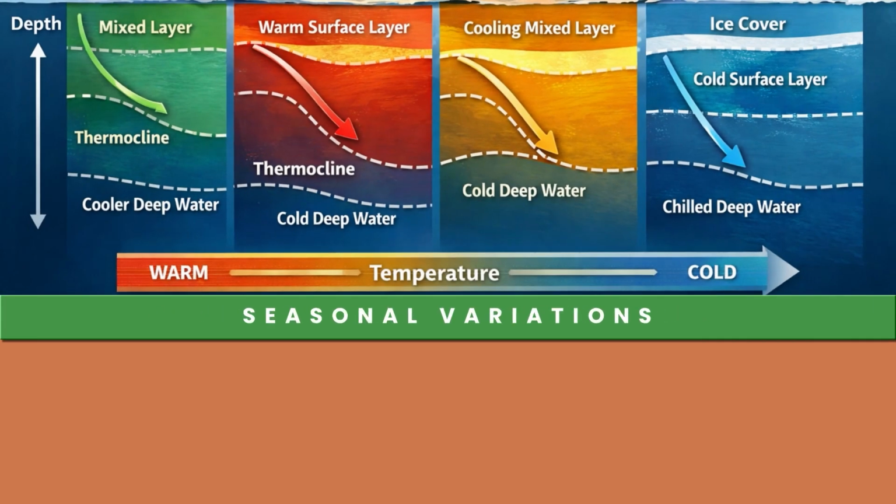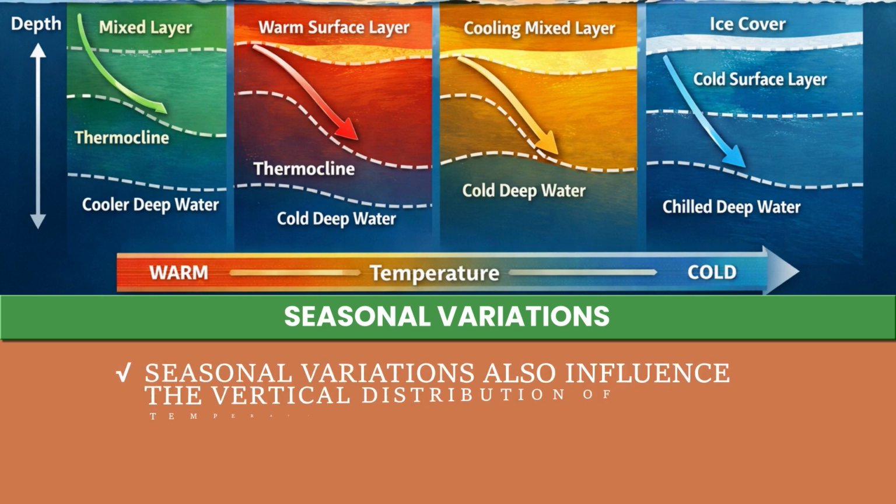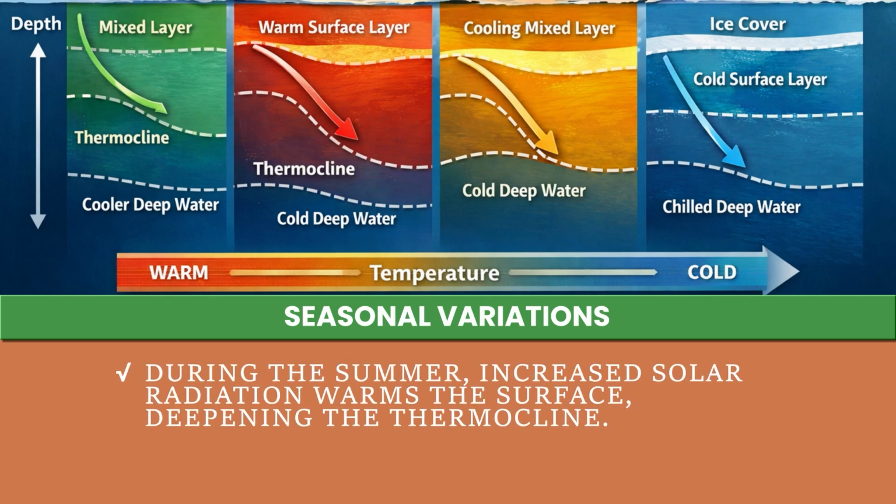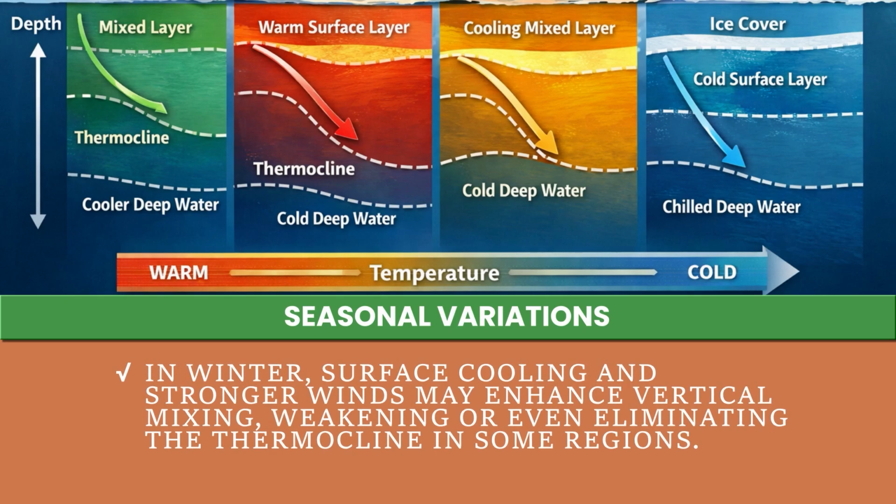There are also seasonal variations, as we studied during the horizontal distribution of temperature. Seasonal variations also influence the vertical distribution of temperature. During the summer, increased solar radiation warms the surface, deepening the thermocline. In winter, surface cooling and strong winds may enhance the vertical mixing, weakening or even eliminating the thermocline in some regions.